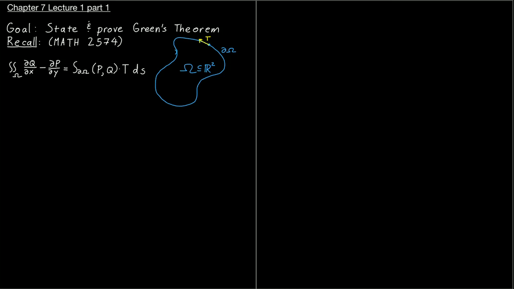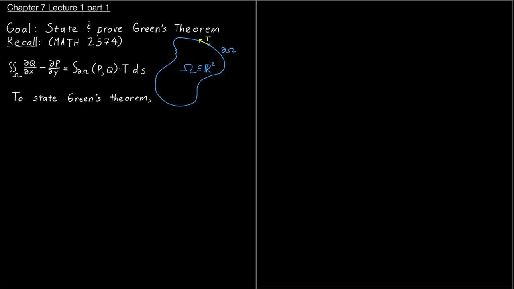So we are going to prove that this formula is true for at least sufficiently well-behaved regions omega in R2 and sufficiently well-behaved functions P and Q. But to prove this theorem, we're going to need to state it precisely. So to even state this theorem, let alone prove it, a lot of the work we're going to do is just defining what all these things mean.